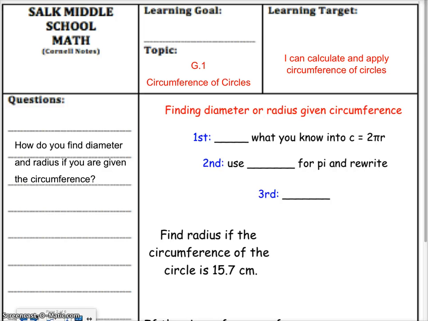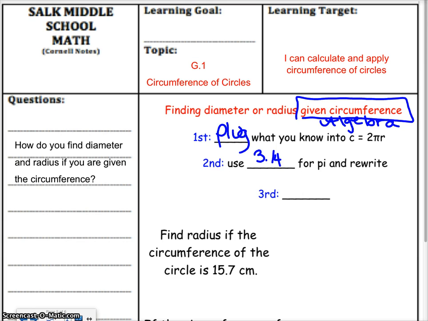Next, we are going to find the diameter or the radius given the circumference. How we do that, we work backwards. We use algebra to solve. I have interesting steps. Plug what you know into the equation. Use 3.14 for pi. This is a long strategy. And then solve. So you use a formula, and then you solve.